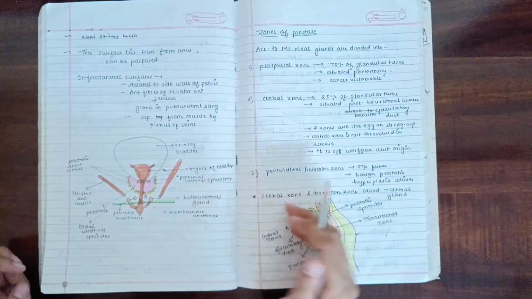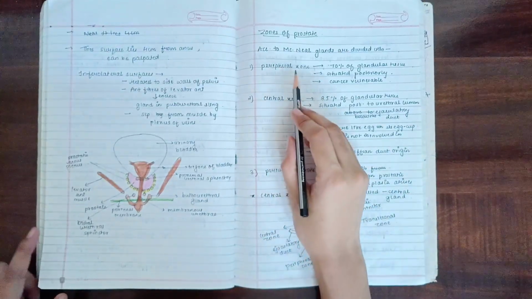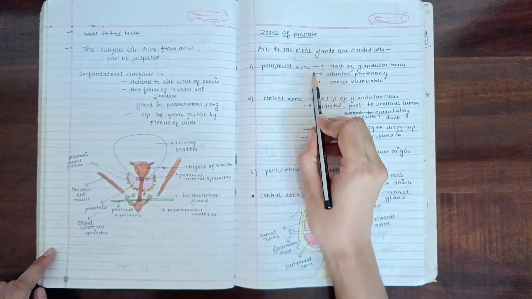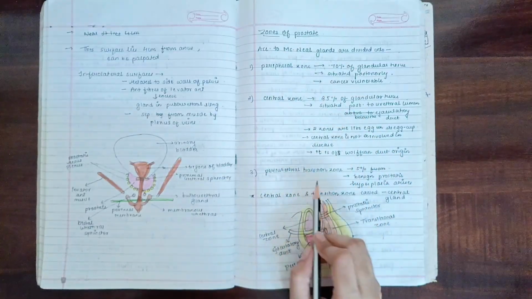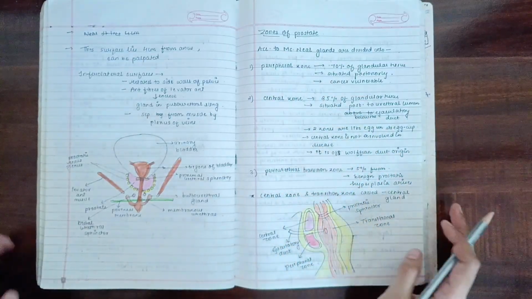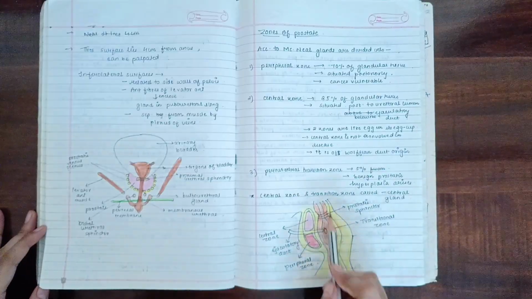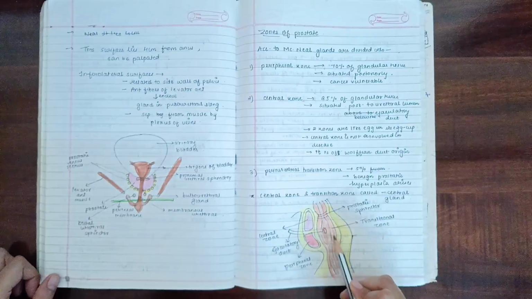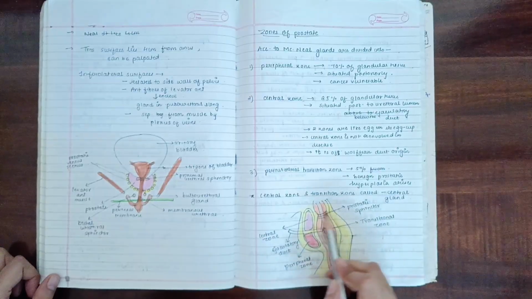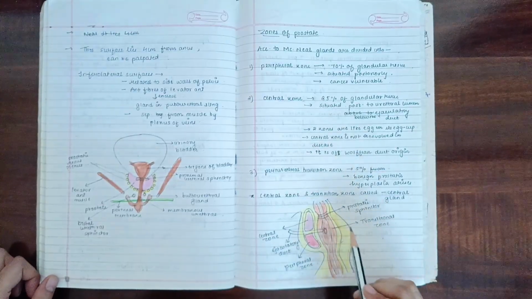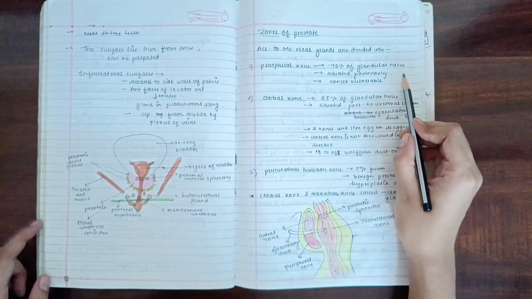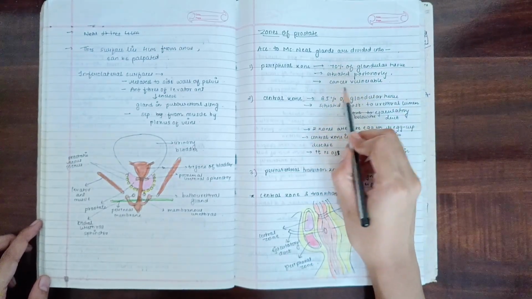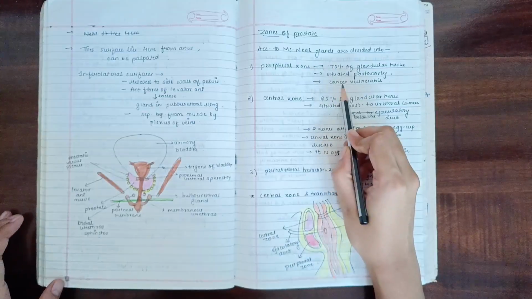Now there are different zones of the prostate gland. According to McNeal, the gland is divided into three parts: peripheral zone, central zone, and periurethral or transitional zone. So this is the diagram. This is the central zone, this is the peripheral zone, and this is the transitional zone. This is the prostatic sphincter. Peripheral zone is 70% glandular tissue, situated posteriorly, and cancer vulnerable. There are high chances of getting cancer.